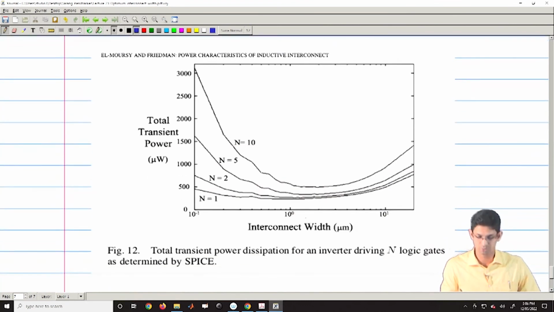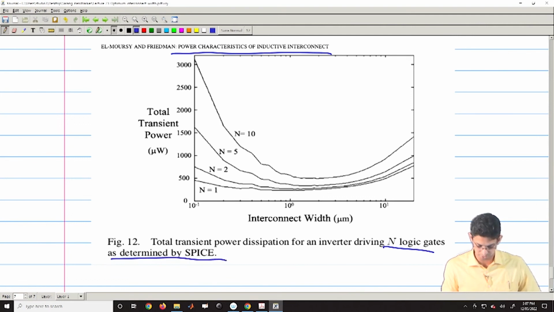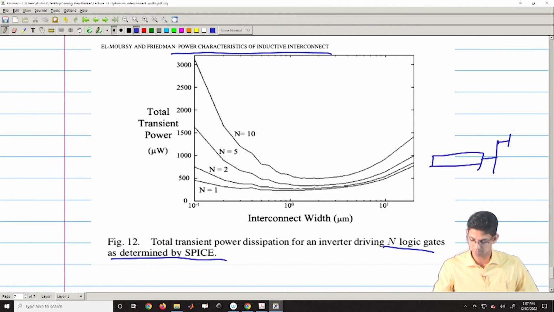There is also a computational plot in the same paper. So, here you can see that this n is the number of logic gates which is at the far end of your interconnect. So, you have an interconnect like this, and then there are different numbers of logic gates. So, when you are increasing the number of logic gates, in that case you are increasing these CLs, right. So, you are changing that.